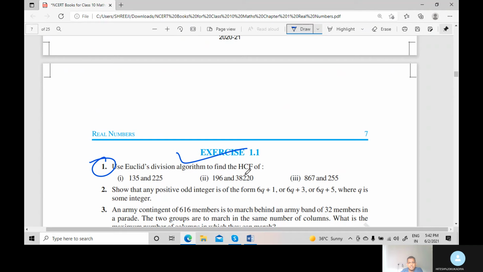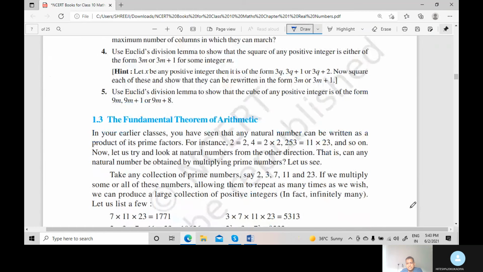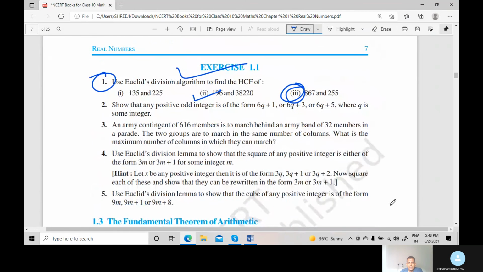Use Euclid's division algorithm to find the HCF. This question is very easy, very easy, directly only one remainder. Try it. Here we explain 867 and 255.